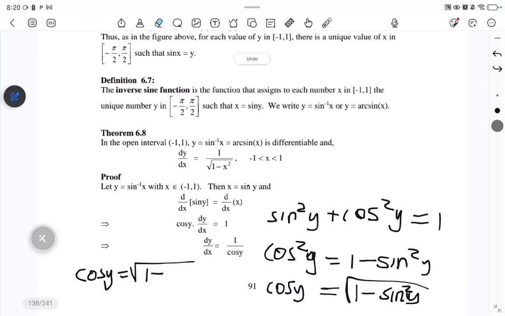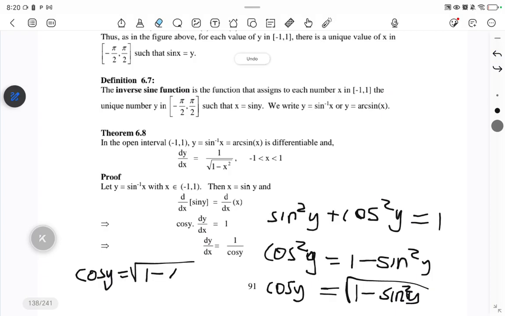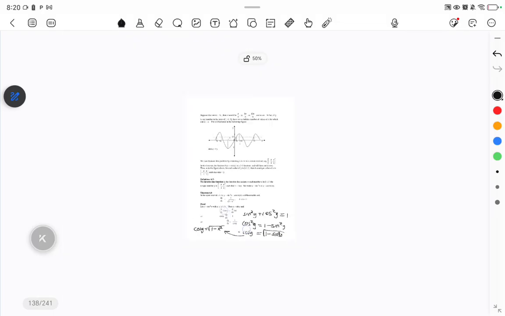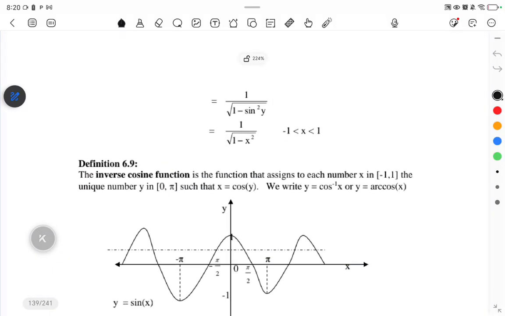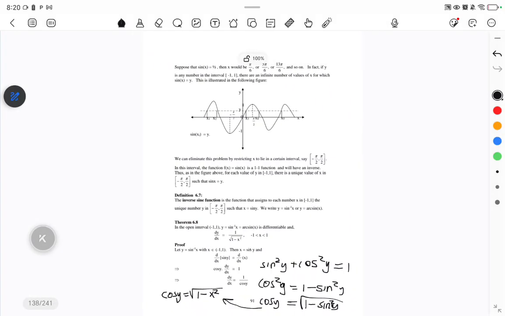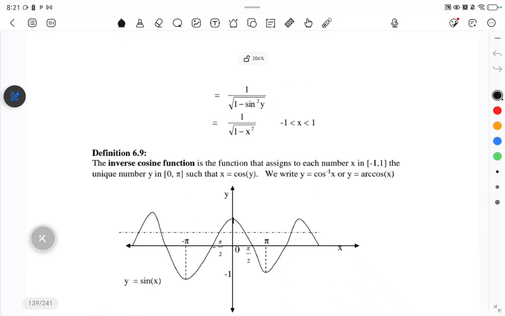So let's see what we have on the other side. If we see on the other side, we just changed that cos y to root of 1 minus sine squared y, which is this. Right? I showed you how we found this. Given that we know that sine y is equal to x, I just plug the x in for sine y, then we get that.